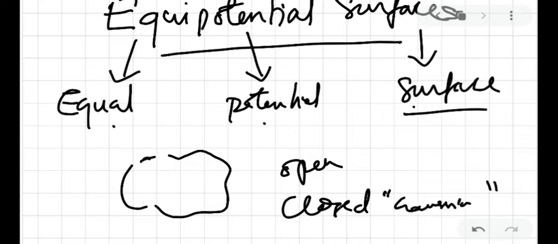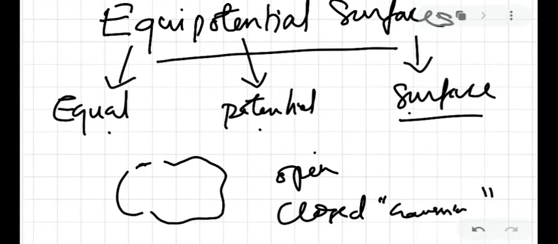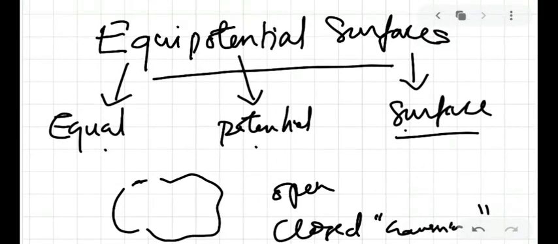These Gaussian surfaces are not physical, they are just imaginary. But equipotential surfaces have this physical existence actually. We cannot touch it, it's not a tangible kind of physical thing.